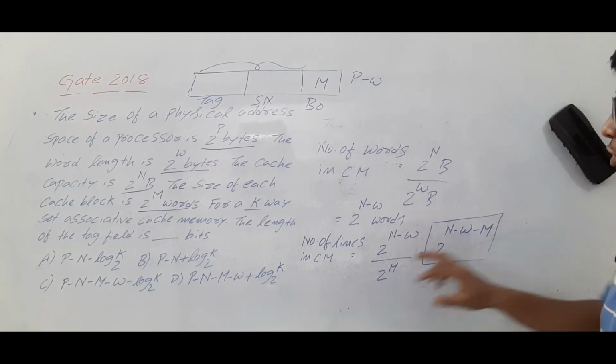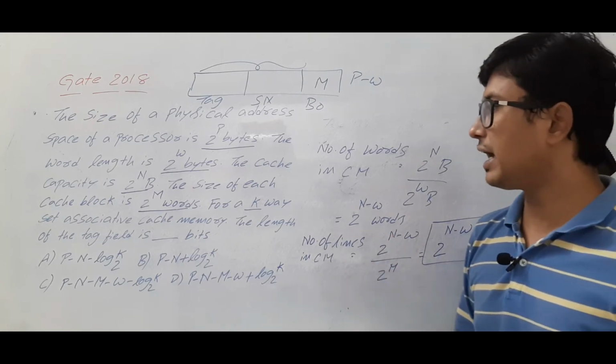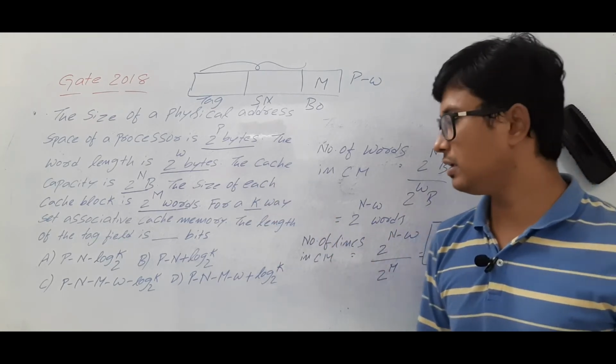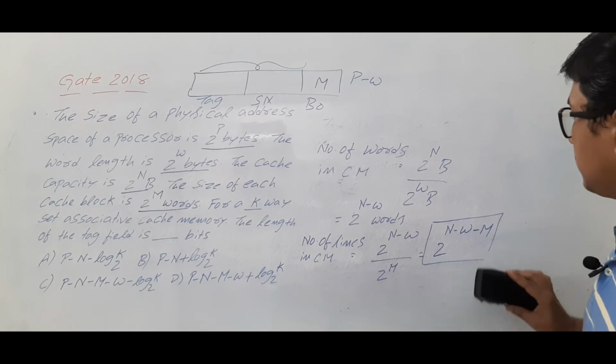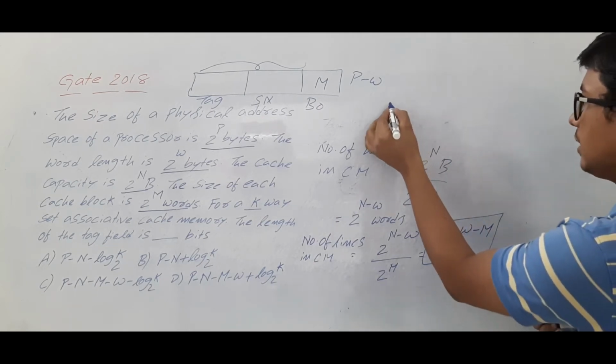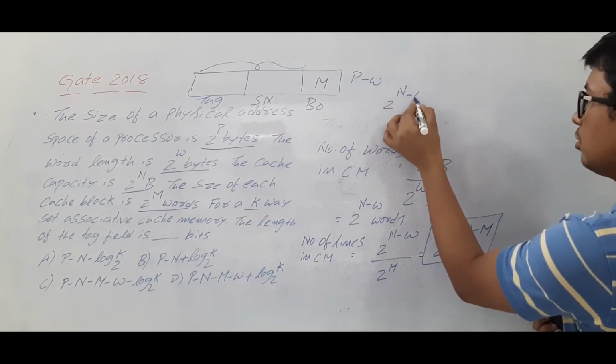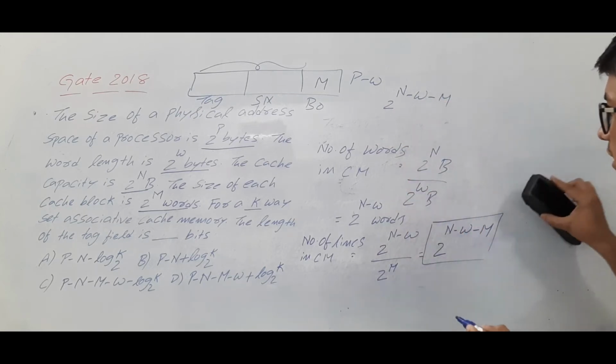Now if you have these many lines, how will you get the set number, the number of sets in the cache memory? Let me write this one: number of lines is equal to 2 power n minus w minus m.